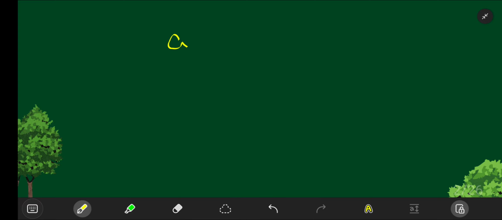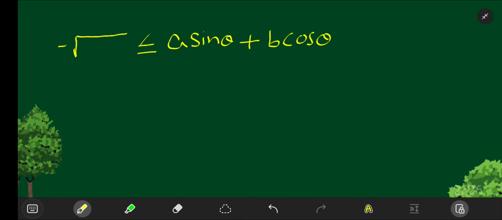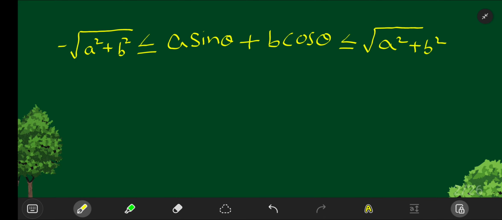A sin theta plus B cos theta. Its minimum value is minus square root of A square plus B square, and its maximum value is plus square root of A square plus B square.